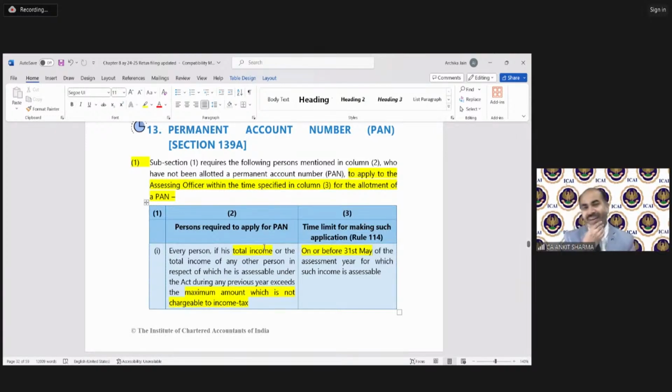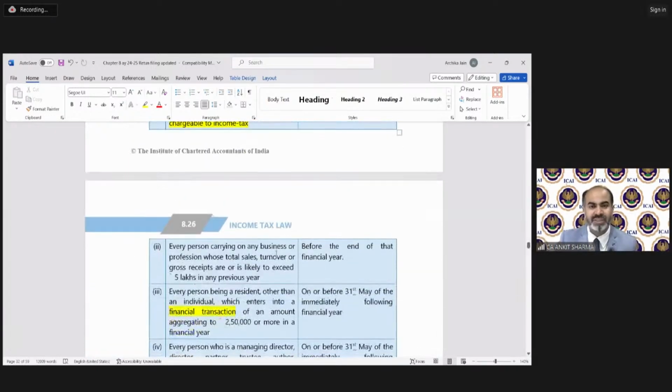So we can say that if our total income for previous year 23-24 exceeds the exemption limit, then before 31st May 2024 we have to apply for a PAN number. Just the person and the date you have to learn. Every person carrying on any business or profession whose total sales or turnover exceeds 5 lakh rupees in a previous year also has to apply before the end of the financial year for a PAN number. That is 31st March 24.